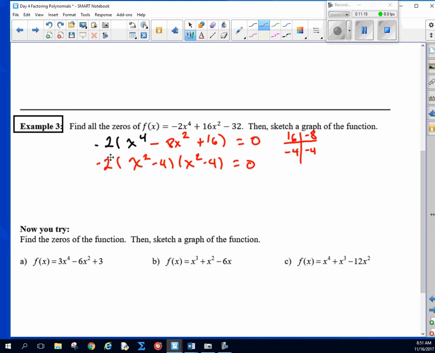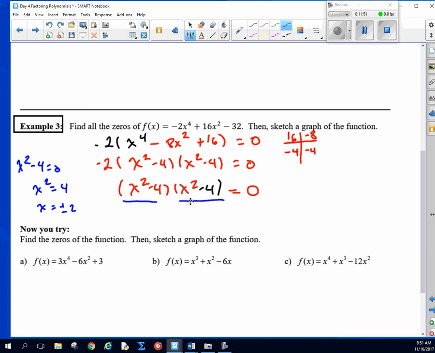Well, then I divide both sides by negative 2, and I get (x squared minus 4) times (x squared minus 4) is equal to 0. Well, these are identical, and again, I'm going to end up with a double root. So if I go to the side over here, I can say that x squared minus 4 is equal to 0, add 4. X squared is equal to 4, square root. X is equal to plus or minus 2. Well, I'm going to get that for both of these. So that means positive 2 and negative 2 are both double roots.